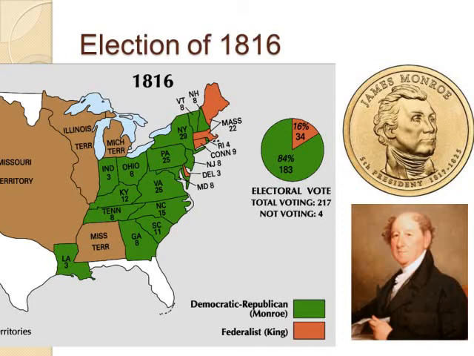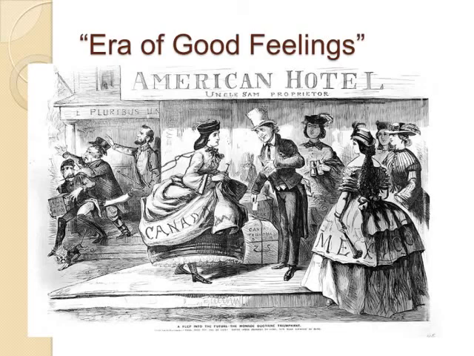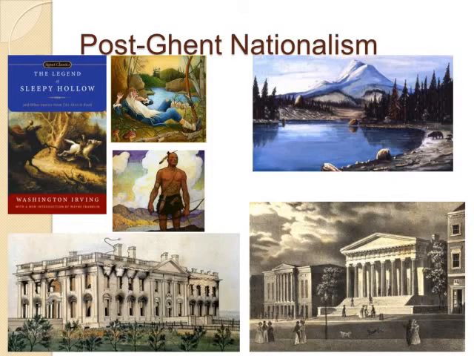And then the election of 1816, James Monroe gets elected President of the United States, and you have the ushering in of the era of good feelings. And people felt good, and people felt great, and it was a good time because we were dealing with post-Ghent nationalism, right? We had a lot of American authors writing some pretty sweet books, like Washington Irving and James Fenimore Cooper, writing books like The Legend of Sleepy Hollow and Rip Van Winkle and The Last of the Mohicans.